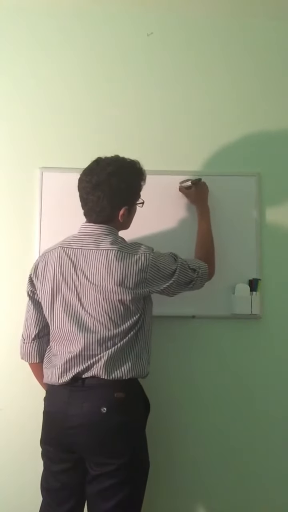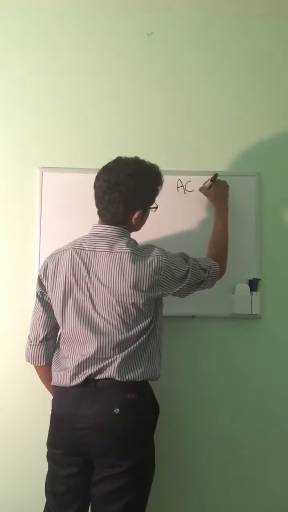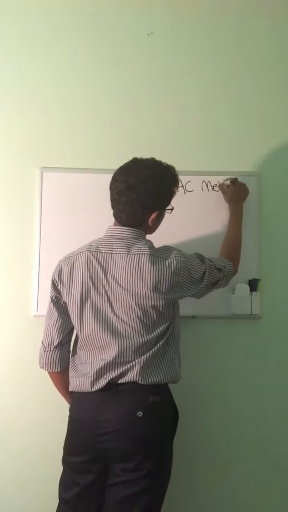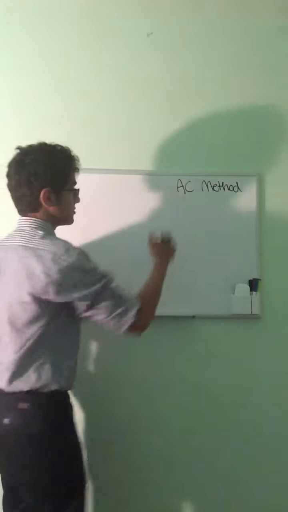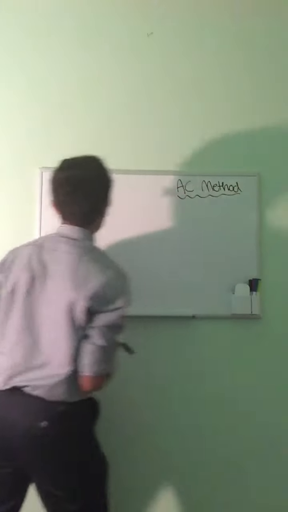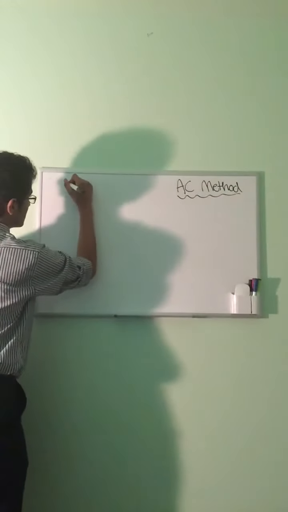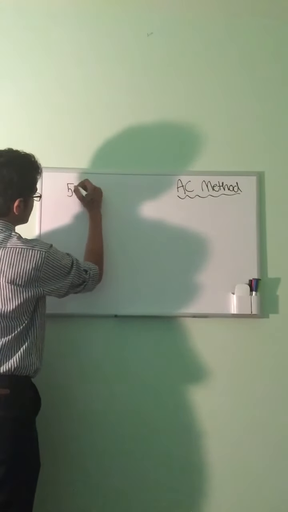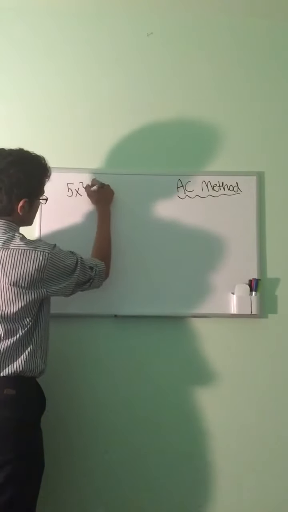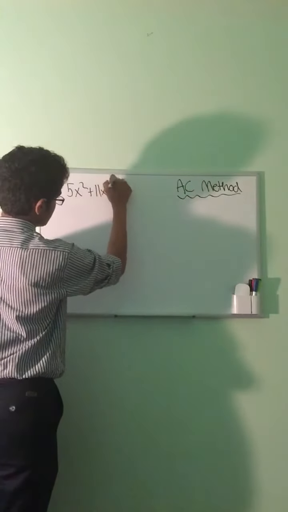So, the AC method. Let's start off with a normal quadratic. So we have 5x squared plus 11x plus 2.